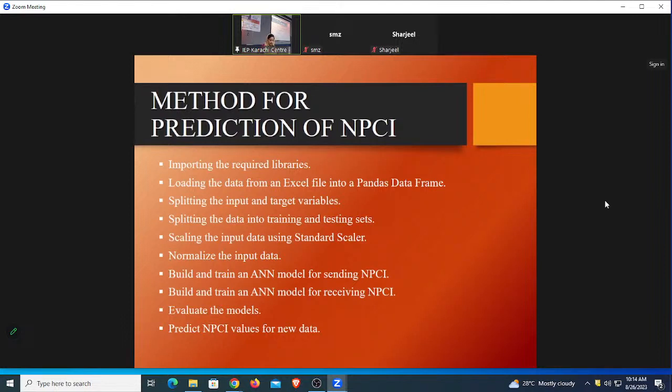Then we'll split the data into training and testing sets. Then we'll scale the input using the standard scaler. After scaling the input, we'll normalize the input data and we'll build and train the neural network. After training and building the neural network, to check if the neural network is successful or not, we'll evaluate the model and we'll check the neural network for our test data.